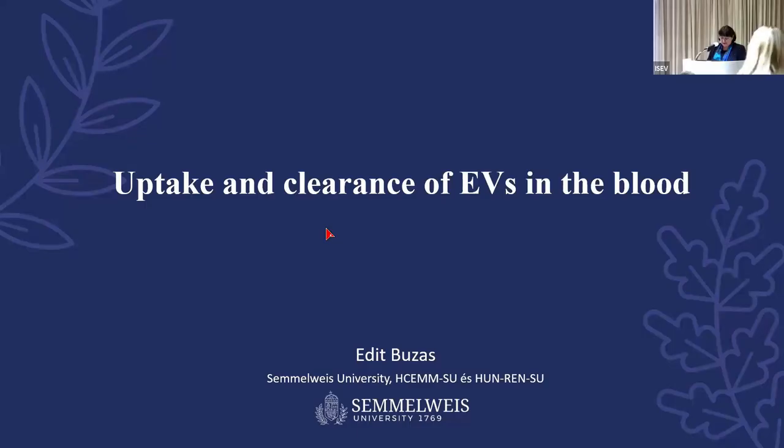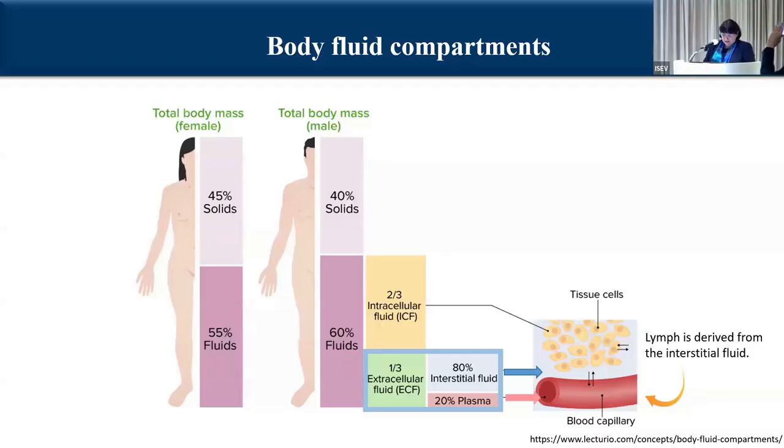In the next few minutes, I would like to talk to you about the uptake and clearance of EVs in the blood. I would start with a simple consideration. As you know, the total body mass is different in males and females, but approximately 45 to 40% is constituted by solid organs and 55 to 60% is constituted by fluids.